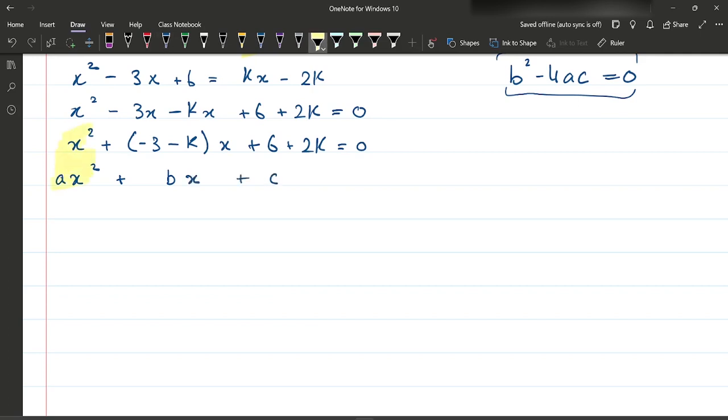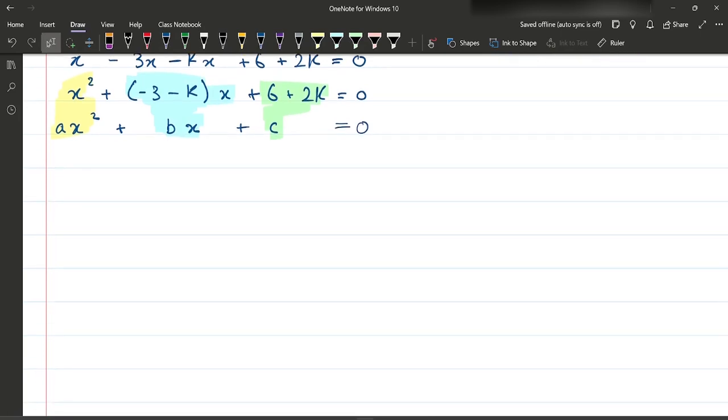So all of this is this, and then this part is the b part, and then the x part, and then this is the c part. Okay, so make sure you do this so that you know exactly what you're doing.